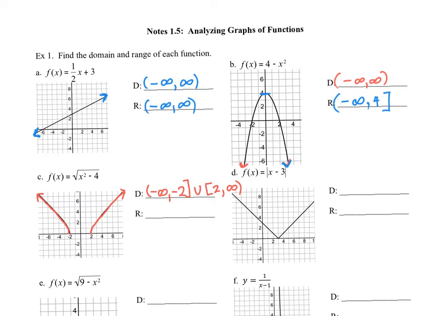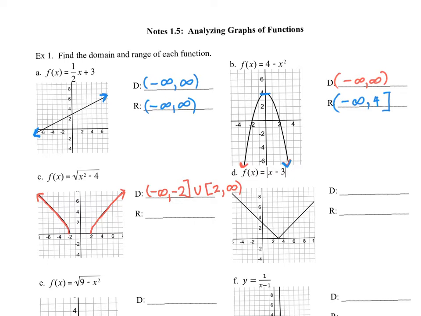It's in 2 pieces because in the x direction, the graph is split into 2 pieces. The U in the middle means union. It means the domain includes the first interval and the second interval. If you're using WebAssign, you can also use a comma, and it will accept that as the same thing.